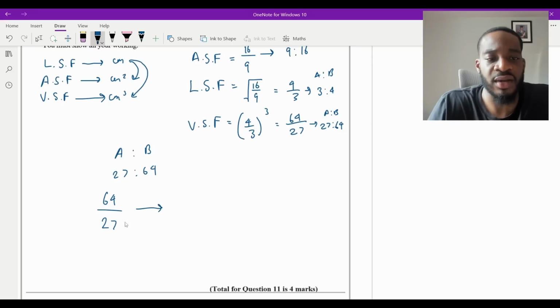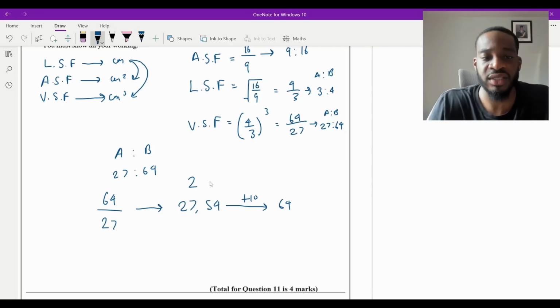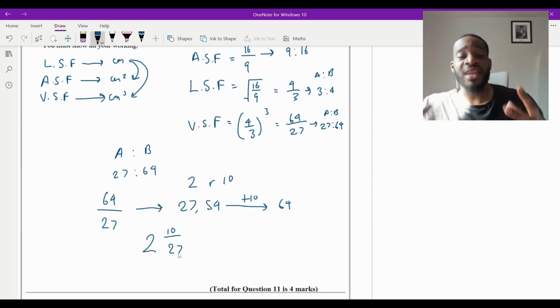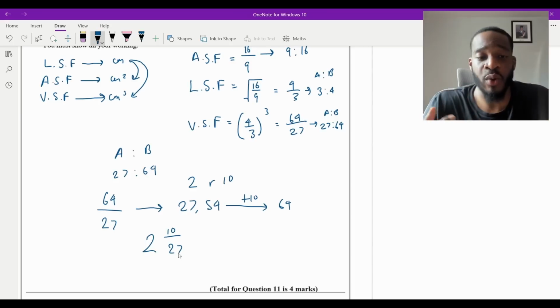Now, how many times does that go in? Well, it's going to be 27 and then 54, right? And then to get to 64, well, it goes in twice. There's going to be 2 here. We would have to add on 10 to get to 64, wouldn't it? So it's 2 remainder 10, essentially. So 2 remainder 10. And as a mixed number, that's just going to be 2 and 10 over 27, isn't it? So the main thing is though, it goes in twice, right?